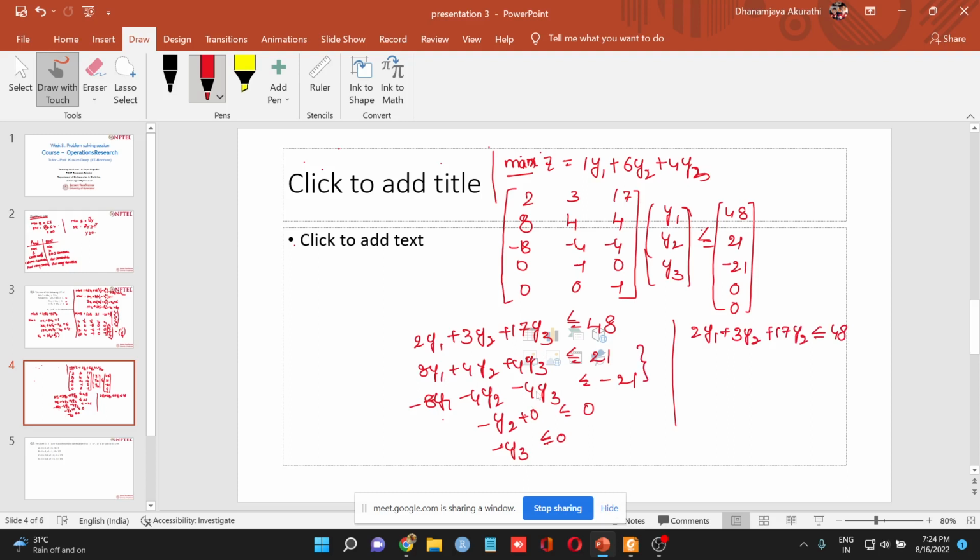And in the second case, the RHS is in the negative sign. So to remove this negative sign, we multiply the constraint by minus 1. If we multiply this with minus 1, then we get a greater than or equal to sign. Here one constraint is in less than or equal to sign and the other constraint is in greater than or equal to sign. Same. So it would be the equation plus 4y2 plus 4y3 is equal to 21.